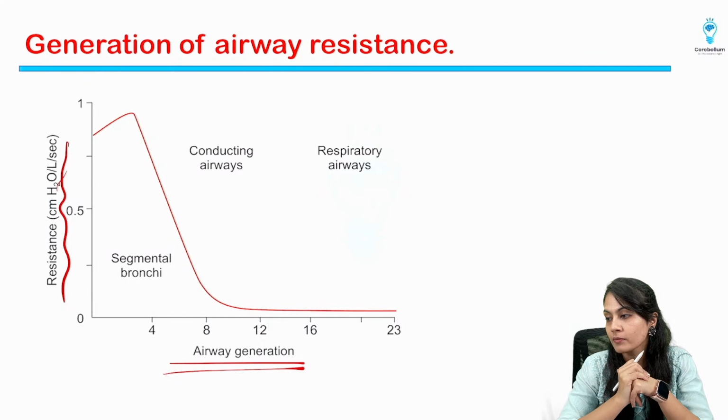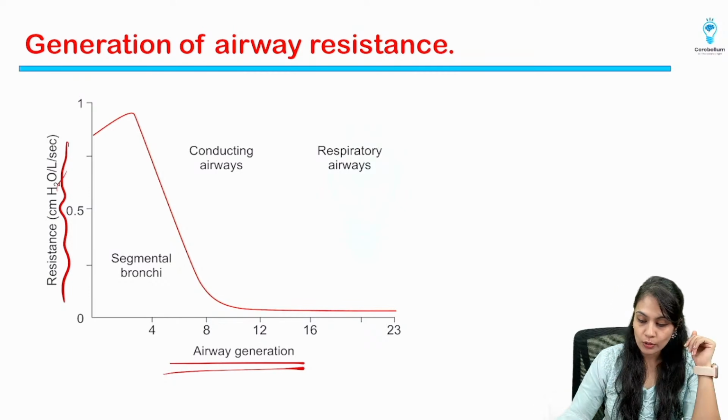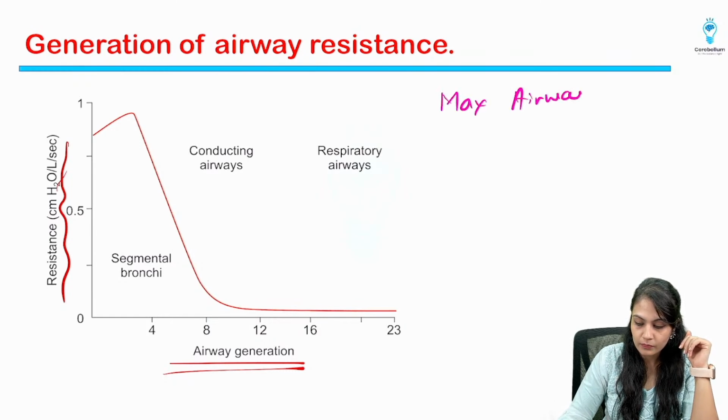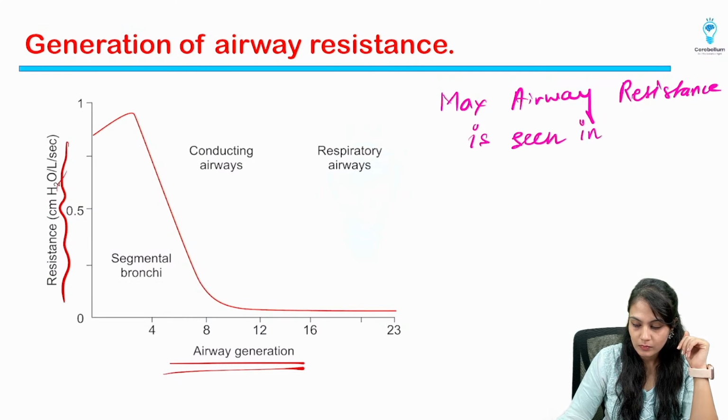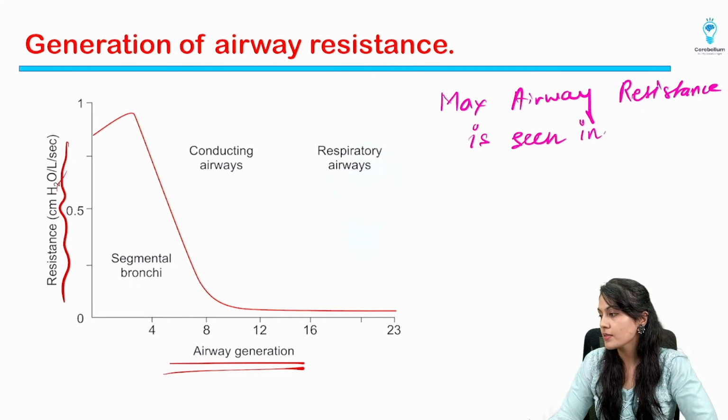So what can you see over here in this graph, or depict, or make a conclusion out of this graph, just tell me. I just wanted to ask one simple question that is going to be your hint: maximum airway resistance is seen in.